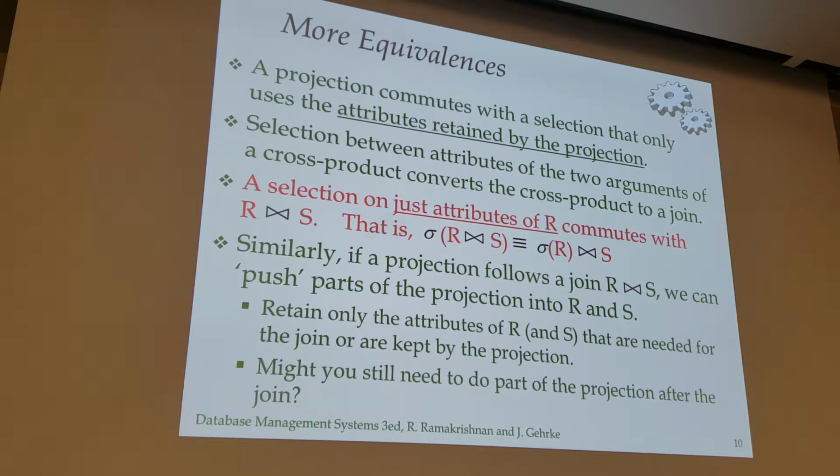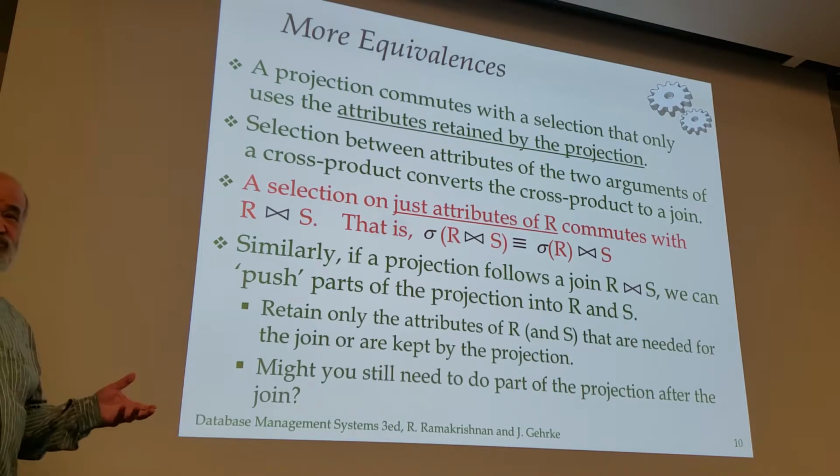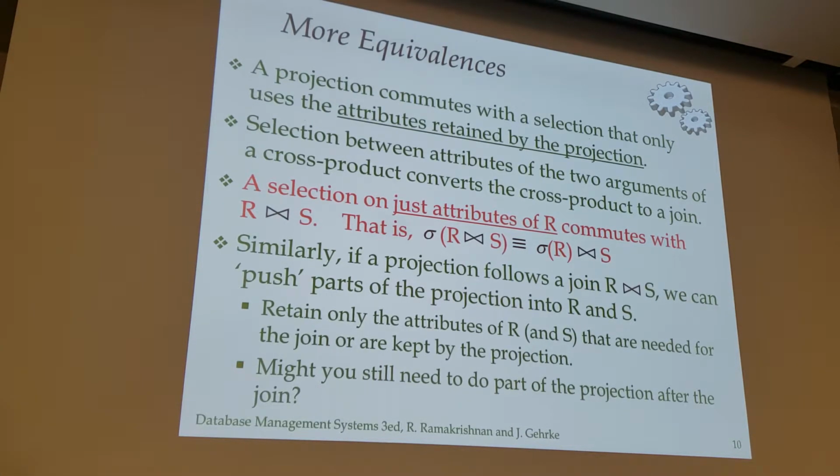Okay, so other sorts of distribution: a selection between the attributes of two arguments of a cross product converts the cross product to a join. All a join is, is a cross product with a join predicate associated with it. There's also something: suppose that I have a selection which only includes attributes of R. If sigma is only on attributes of R, then the identity written there is true. Then I can push the selection, not have it on the join, but push it down into only doing things on R.